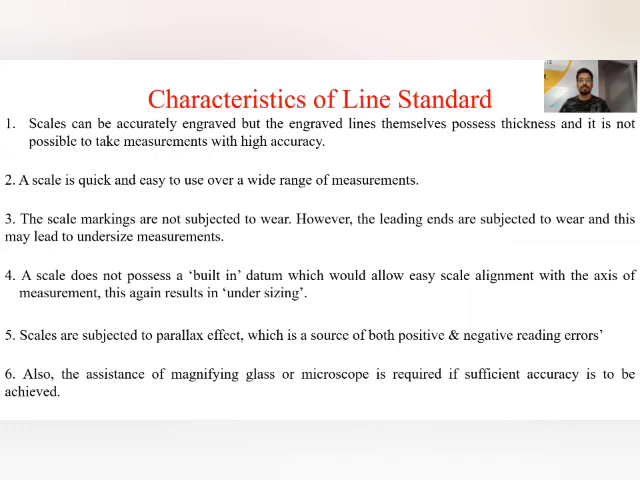Fifth, scales are subjected to parallax error. What is parallax error? I have already discussed in previous lectures that whenever we take a measurement with a device in which divisions are present, we have to keep our vision directly in front of the division which we have to read. Otherwise, this is called parallax error. Sixth, the assistance of a magnifying glass or microscope is required if sufficient accuracy is to be achieved. If the readability of the scale is not good, then we have to use a magnifying glass to increase the readability. So these are the characteristics of line standard.